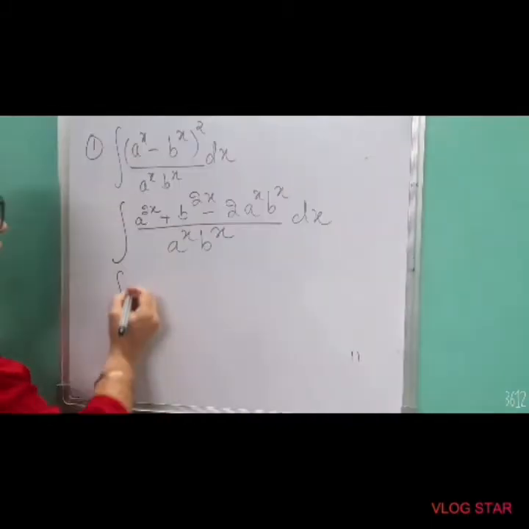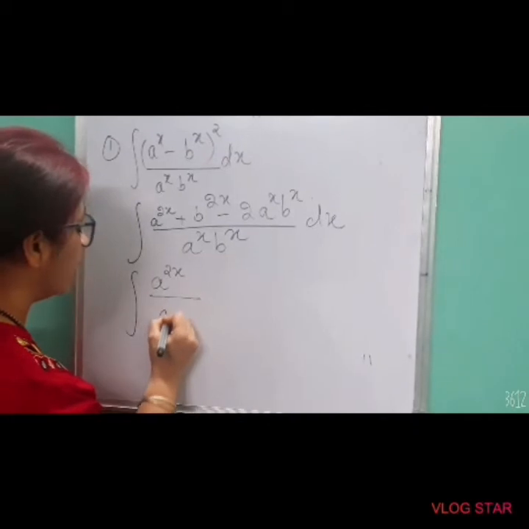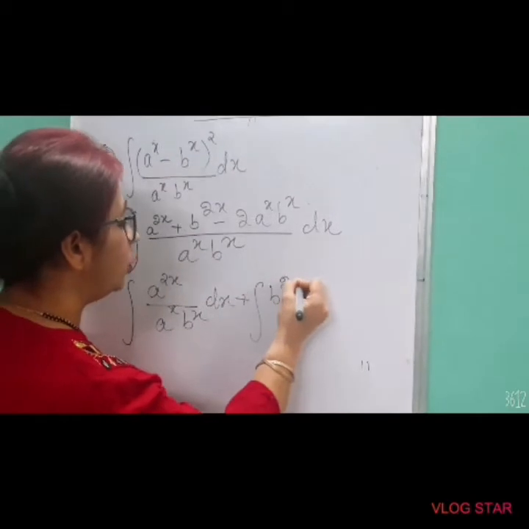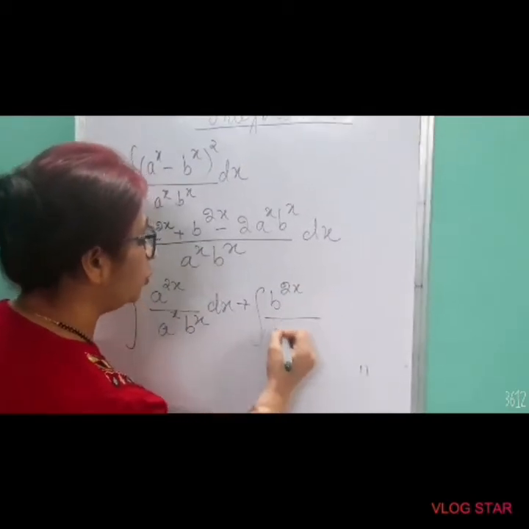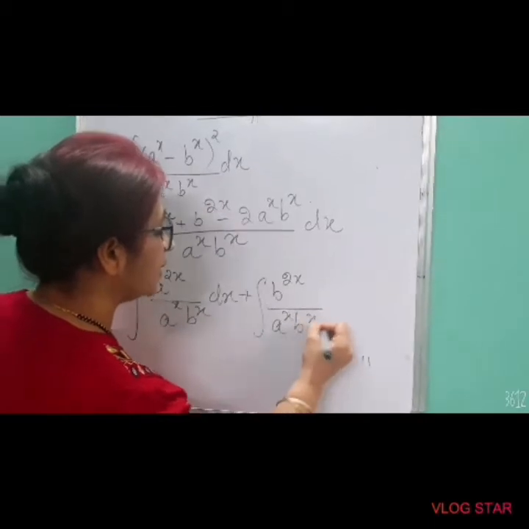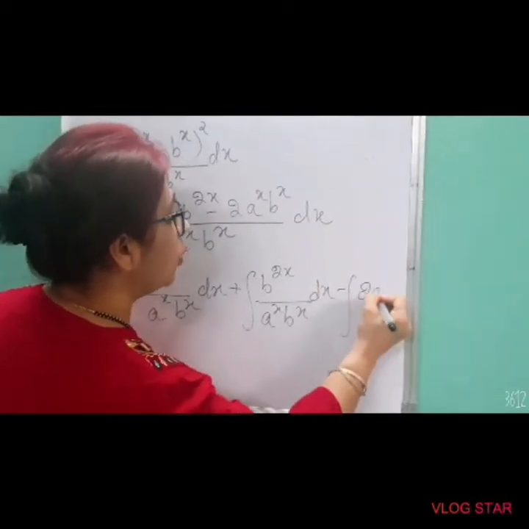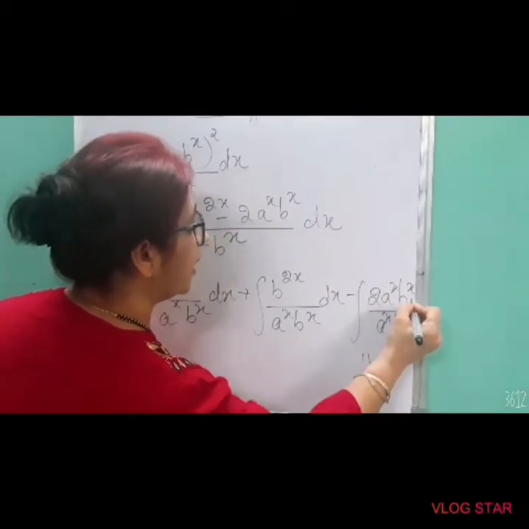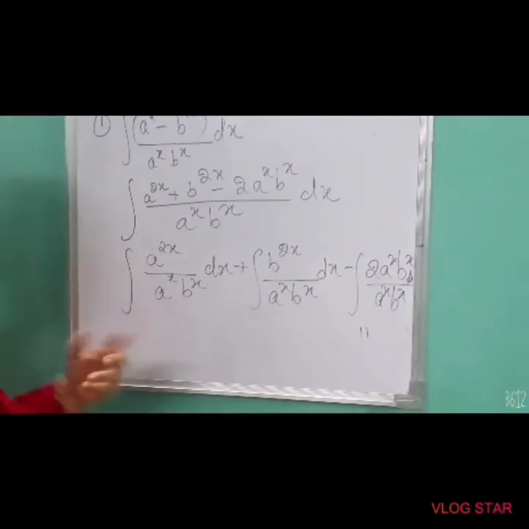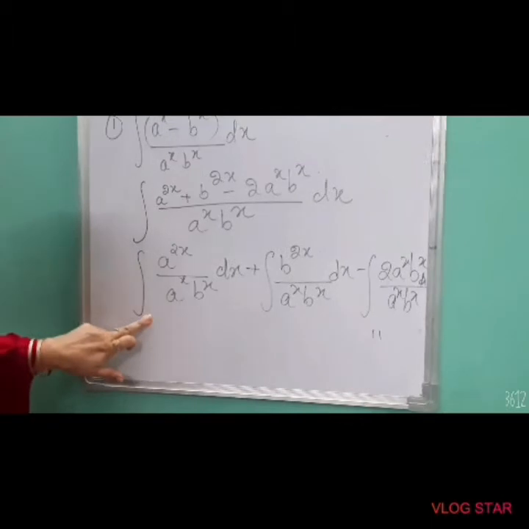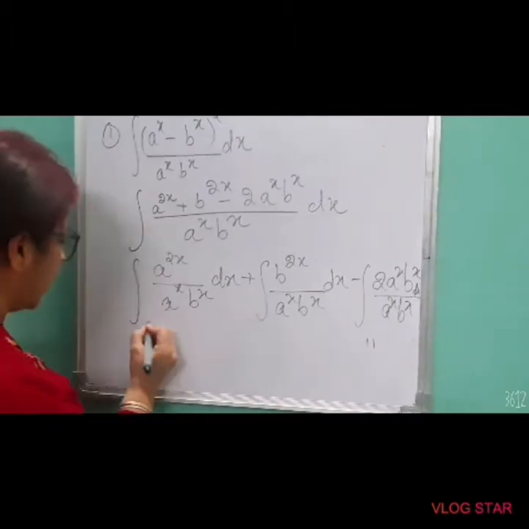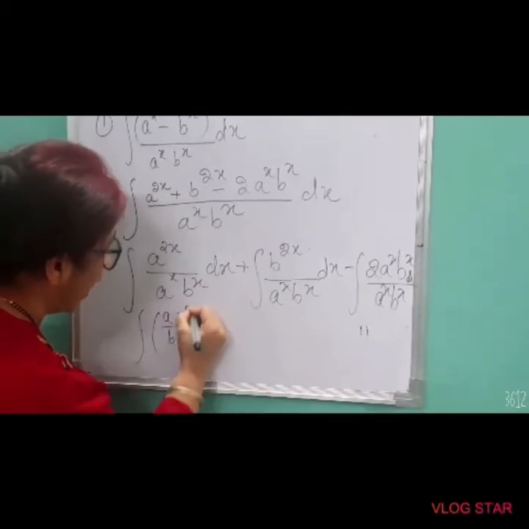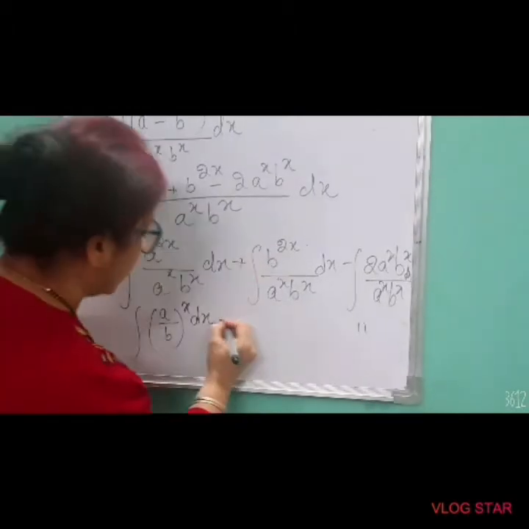Now what we will do, we will separate the numerator. It becomes ∫a²ˣ/(aˣbˣ) dx + ∫b²ˣ/(aˣbˣ) dx − ∫2aˣbˣ/(aˣbˣ) dx. Now see here, you know about the exponents. If the bases are the same and it is in the form of division, the power gets subtracted. I am writing directly everything. Now 2x minus x becomes x, so I can write (a/b)ˣ dx.